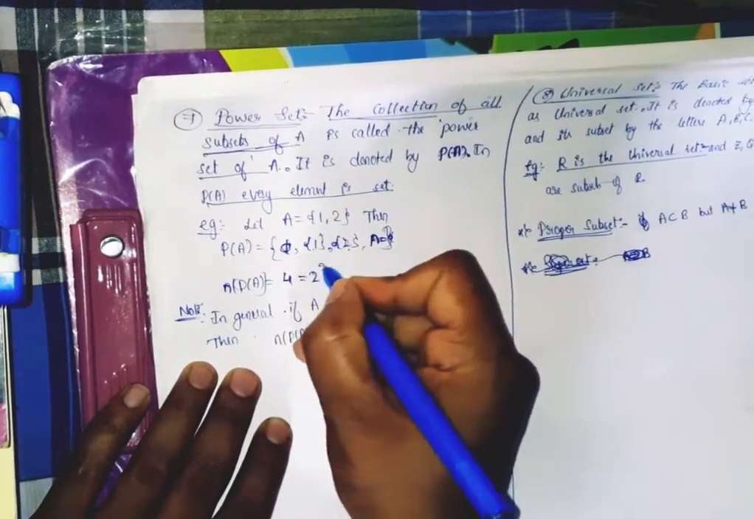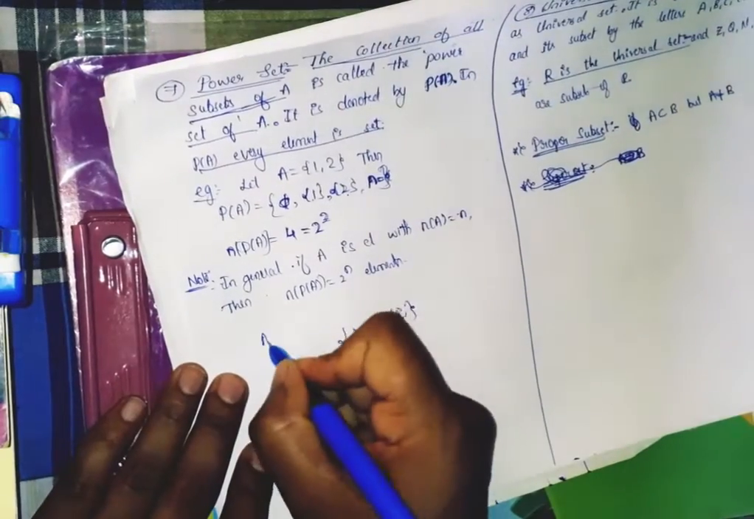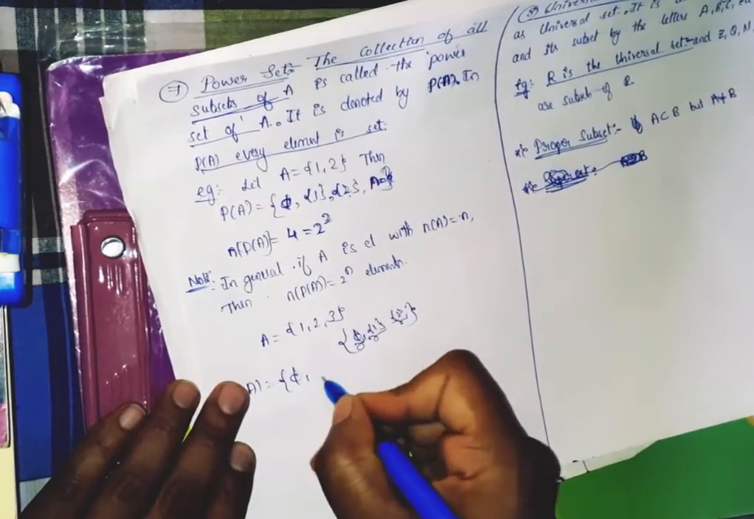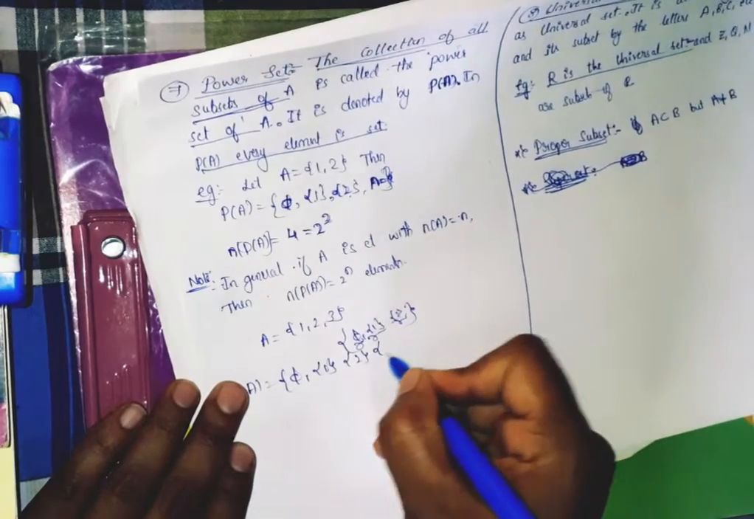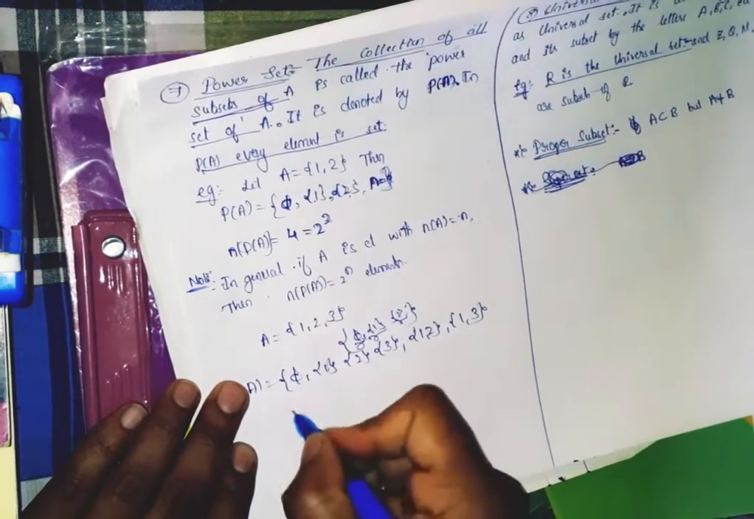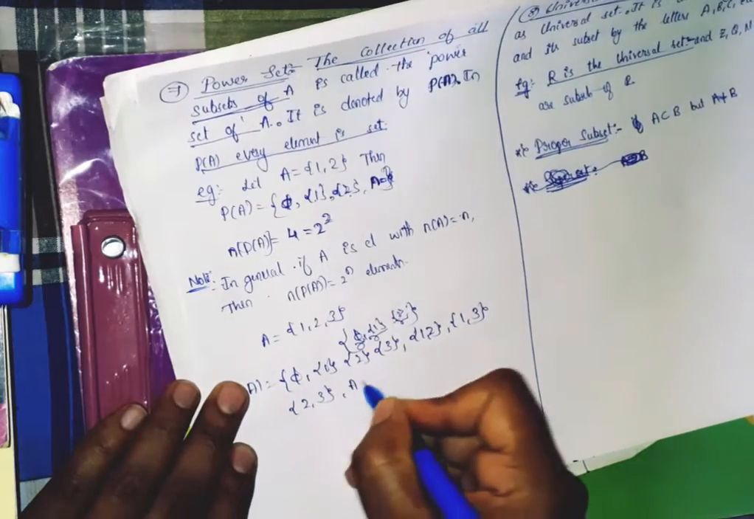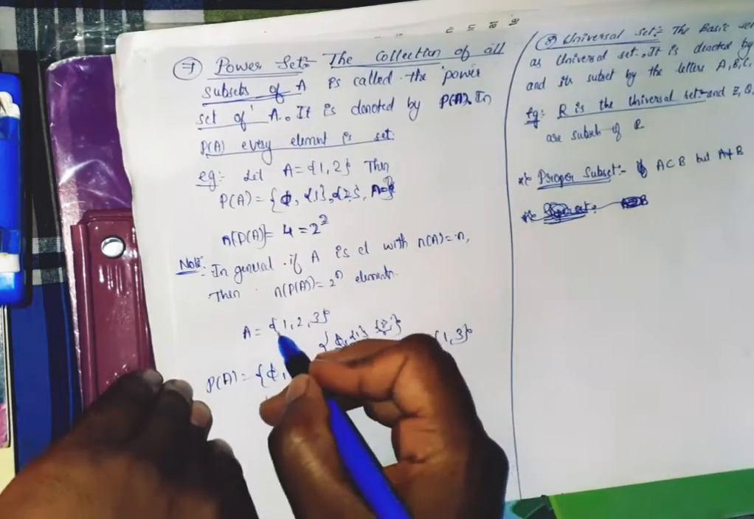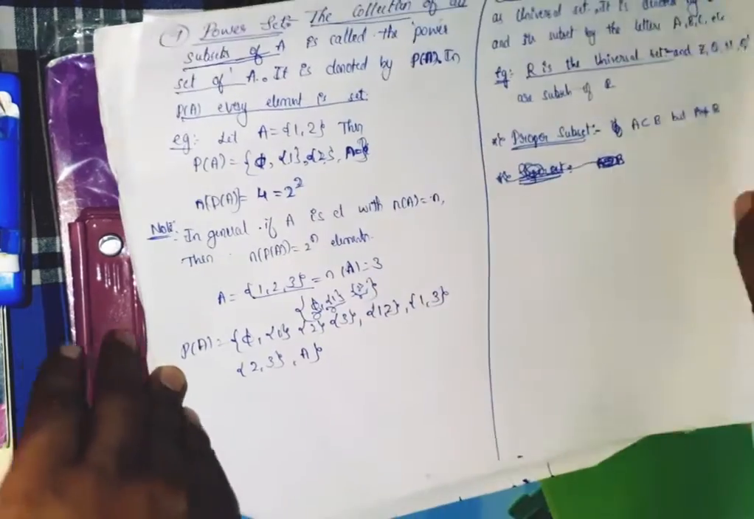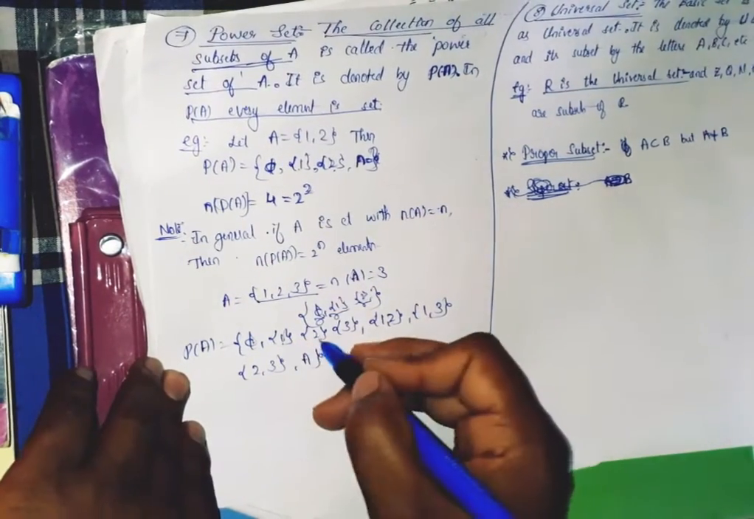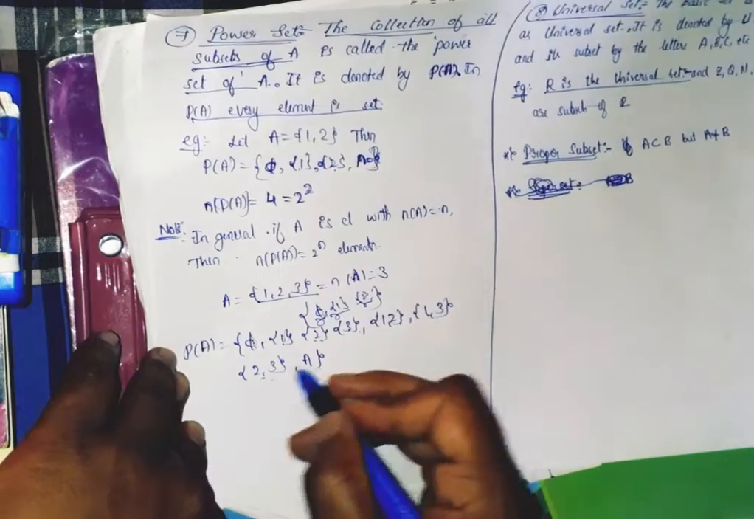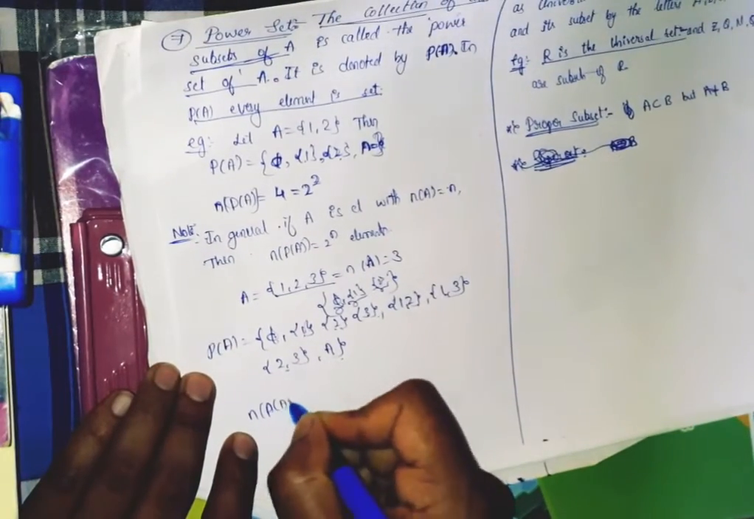That is nothing but 2 squared. If you consider A equal to {1, 2, 3}, then P of A is the null set, singleton set {1}, singleton set {2}, singleton set {3}, {1, 2}, {1, 3}, {2, 3}, and A. So if you consider the set consisting of 3 elements, that is n of A equal to 3, then counting 1, 2, 3, 4, 5, 6, 7, 8, n of P of A equals 8.